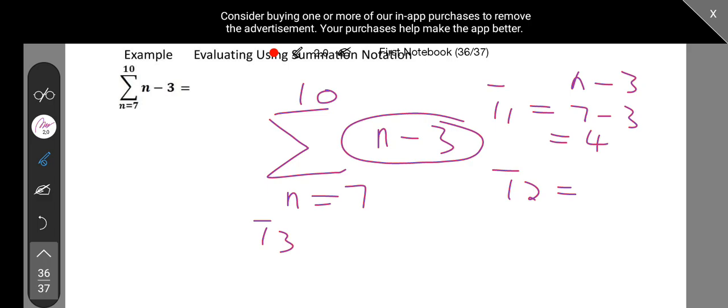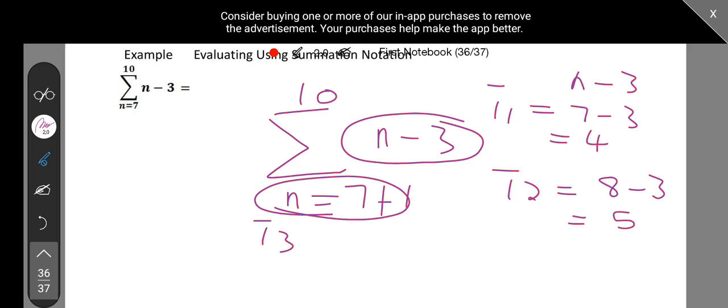To get the second term, you are going to check how much you started with here. This was given as n equal to 7. You are going to increase this by 1 when you're calculating the second term. And you're going to say 8 minus 3, and that's going to give you 5. Okay. To get the third term, T3 is equal to 9 minus 3, and that will give you 6.